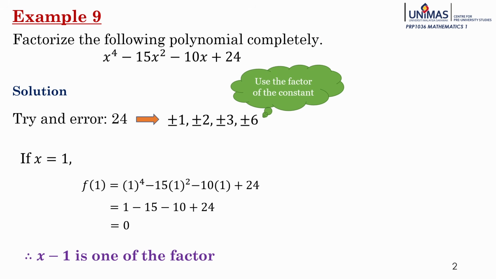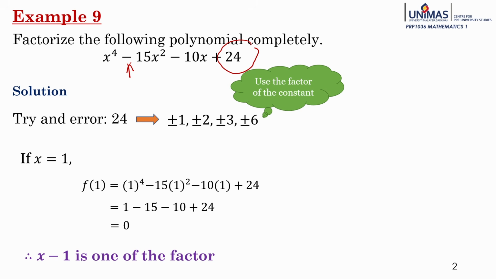Let's see example 9. Factorize the following polynomial completely. So we want to factorize this polynomial x to the power of 4. Of course, using a calculator we can, but how to do it manually? One of the methods is trial and error. So how to solve? We look at the constant at the back here, 24. We have to consider the factors of the constant.